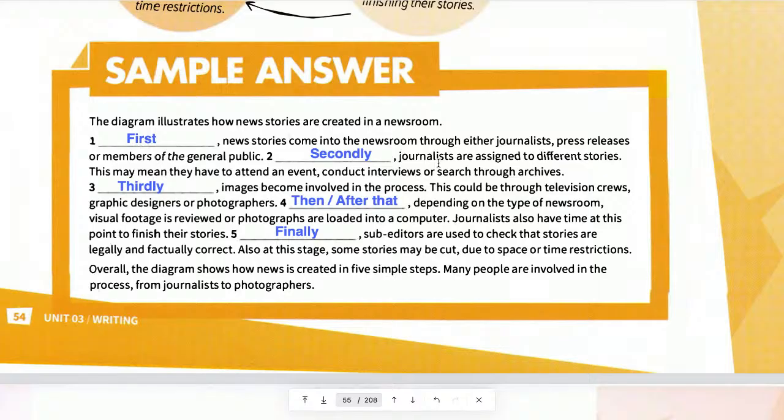Number four? Next. Or what? After. After that, next, then. Number five. You have a few options there. You can say then, after that, next, things like that. And number five, finally, right? Yes, finally.